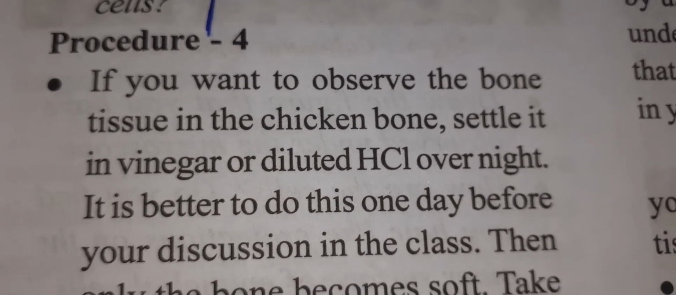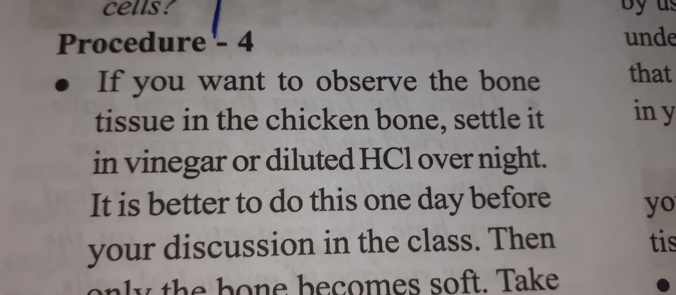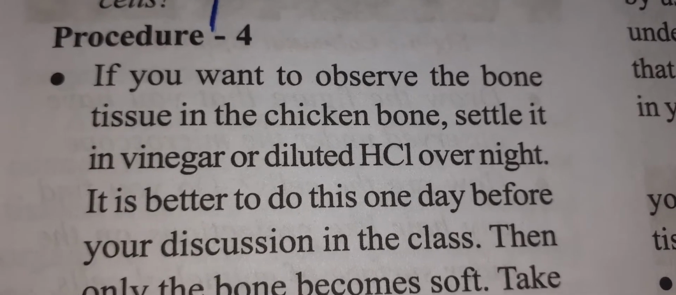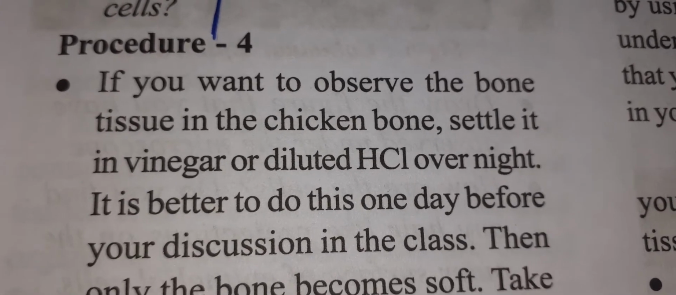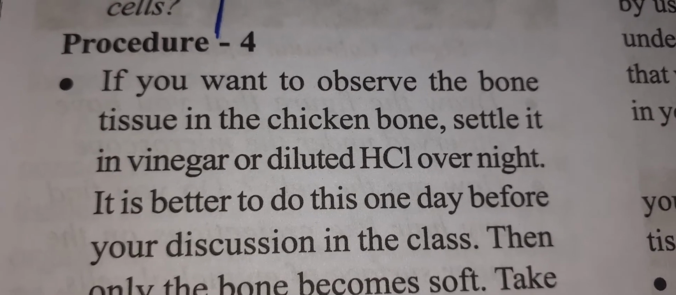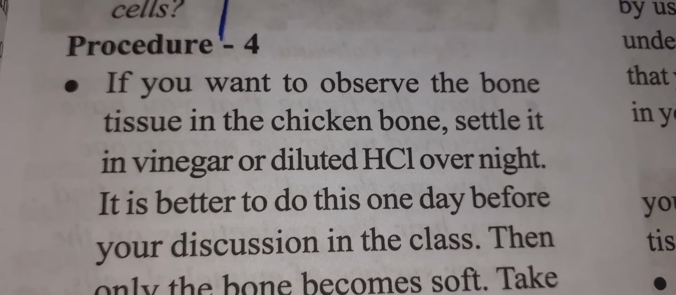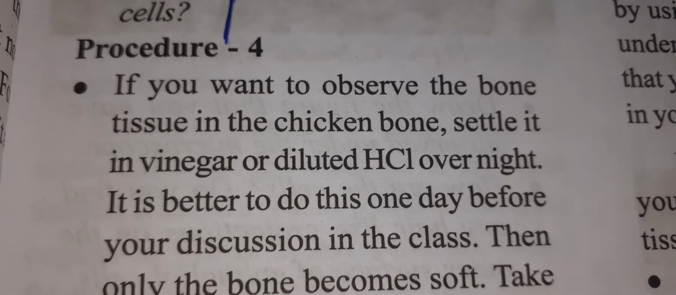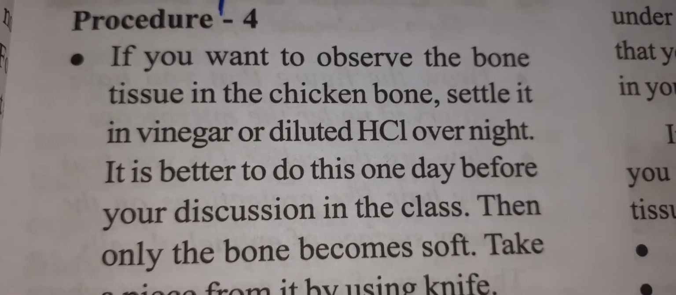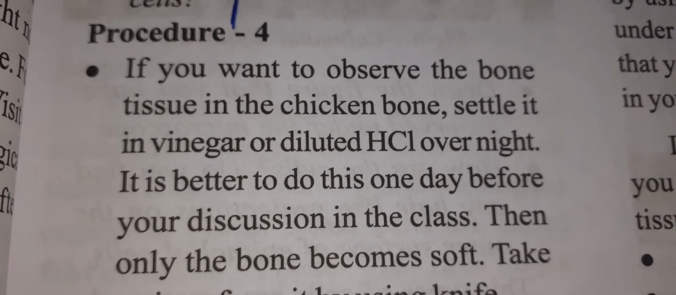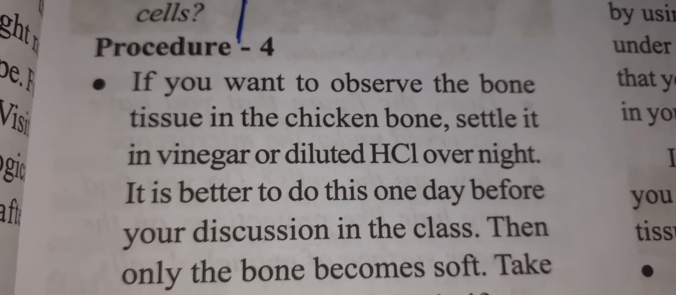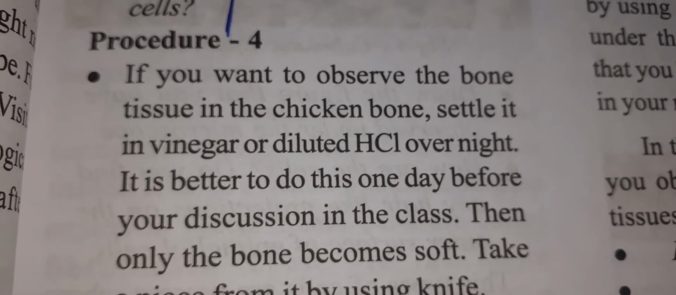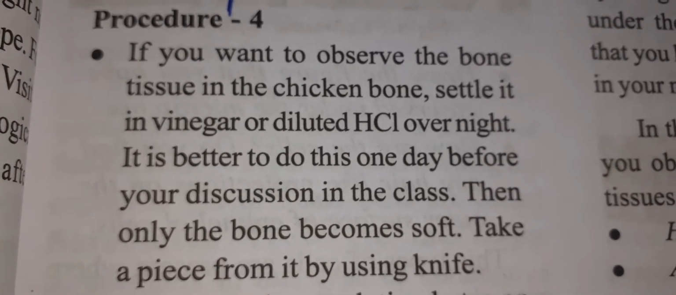Okay students, if you want to observe the bone tissue in the chicken bone, settle it in vinegar or diluted HCl overnight. So here, what we have to do is take a bone tissue from the chicken bone. We keep the chicken bone in vinegar or diluted HCl overnight. It is better to do this one day before your dissection in the class, so that the bone becomes soft.